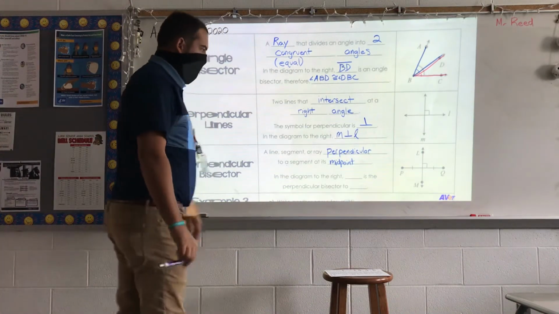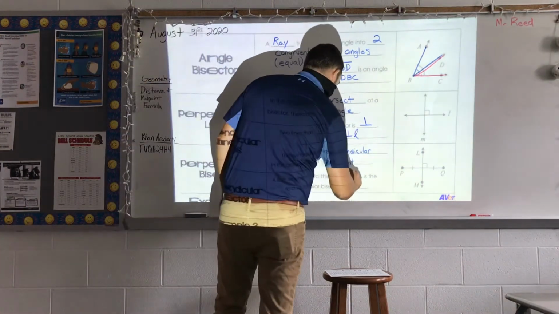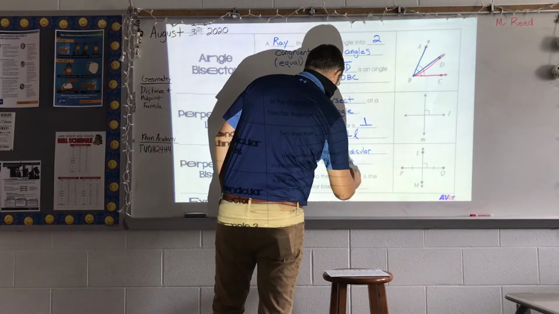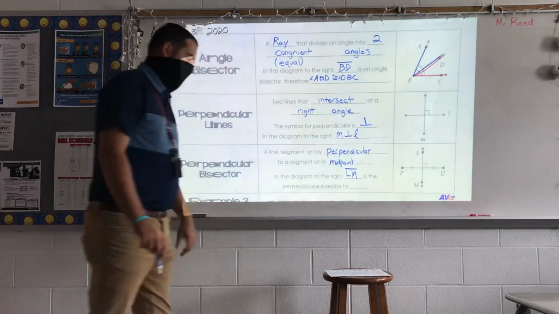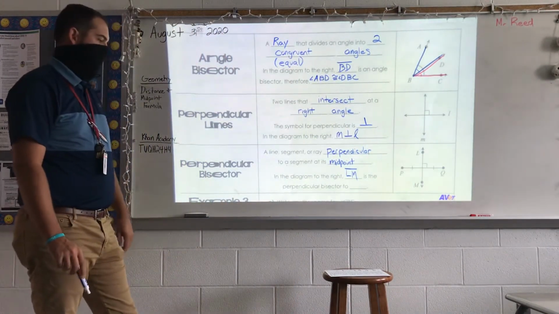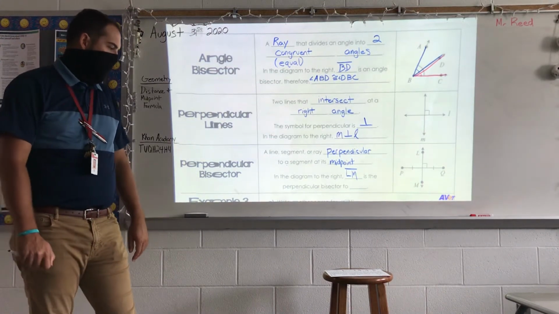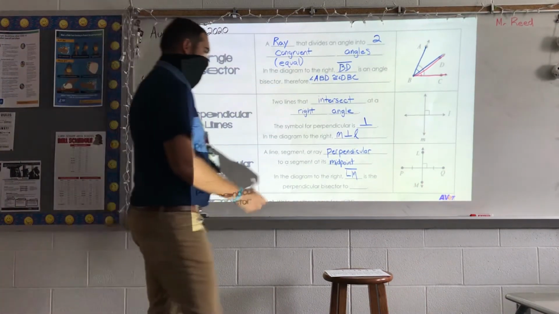So in the diagram to the right, LM is the perpendicular bisector to what's the other line? PQ, good.